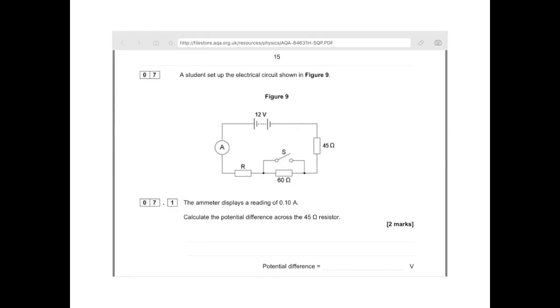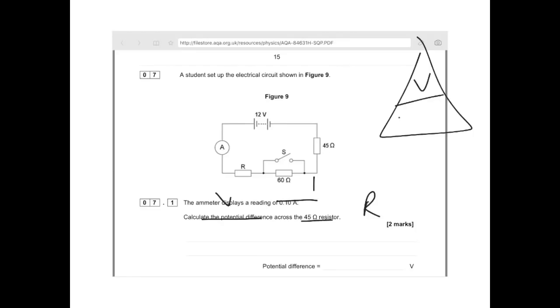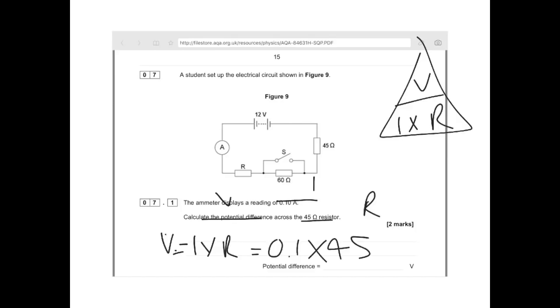I'm going to have to use lots of equations here. Because we've got current and we've got resistance, so we've got R and we've got I, we're looking for potential difference, which is otherwise known as voltage. Which formula triangle involves those variables? It's VIR. So we need the equation V equals I times R, which equals 0.1 amps times 45 ohms, to get an answer which is 4.5 volts.